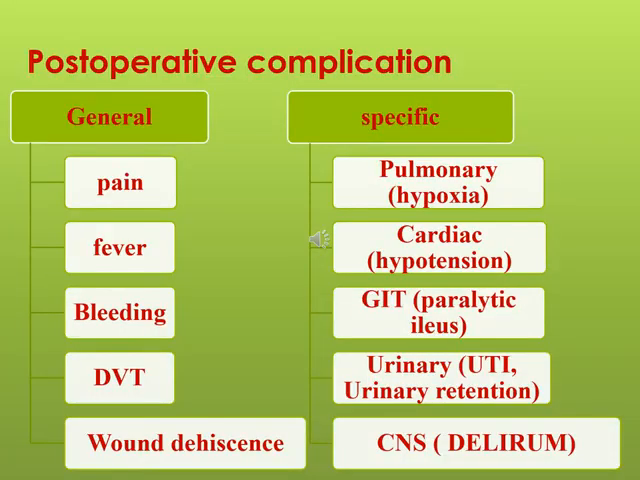In this slide, we are talking about the classification of the postoperative complication. As we said, general and specific. The general includes pain, fever, bleeding, DVT, wound dehiscence. The specific: pulmonary, hypoxia; cardiac, hypotension; GIT, paralytic ileus; urinary, UTI, urinary retention; and central nervous system, including delirium.